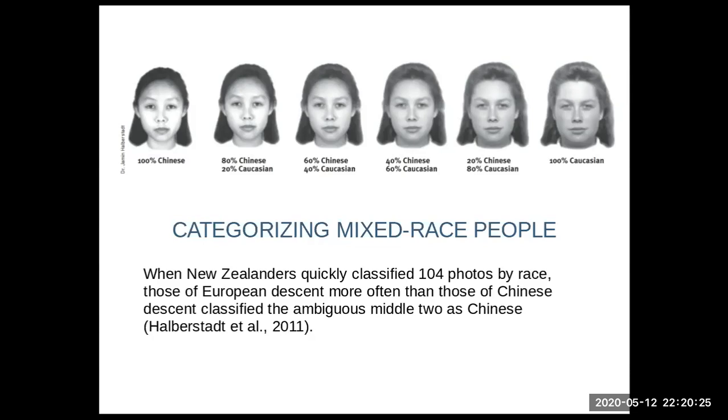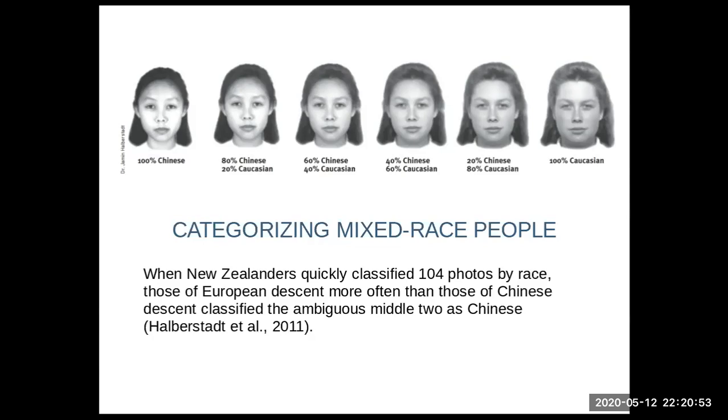But let's look at a study that was done in 2011 where a person who was white, 100% Caucasian on the right, was mixed with a person who was 100% Chinese on the left. And you can see that there are different percentages. So second from the left is 80% Chinese with 20% of the Caucasian woman, 60-40 in the third one. The fourth one is 40-60. Then we have 20-80. So the second from the right is 80% of the Caucasian woman and 20% of Chinese.